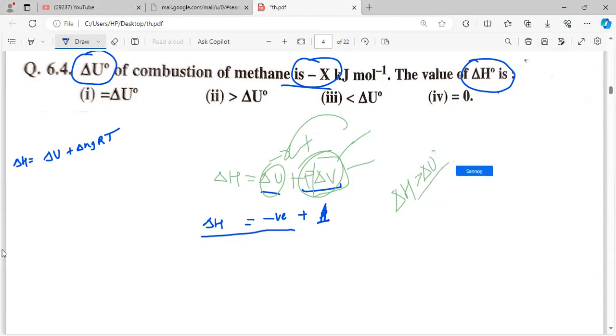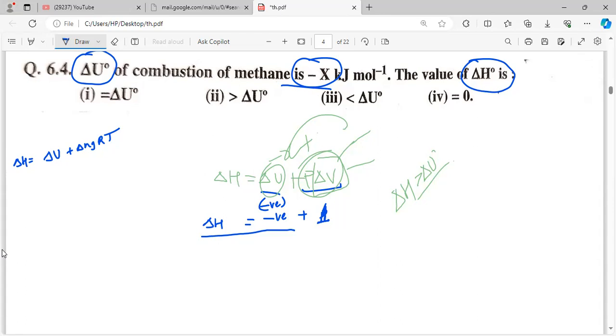They are saying del U of the combustion of methane is minus x. They are asking the value of del H. So, for del H, we are adding something to del U. Obviously del H should be more than del U because we are adding the P del V term, but this term is negative. Sir, let it be negative.